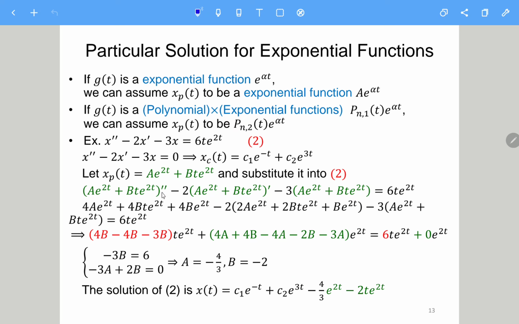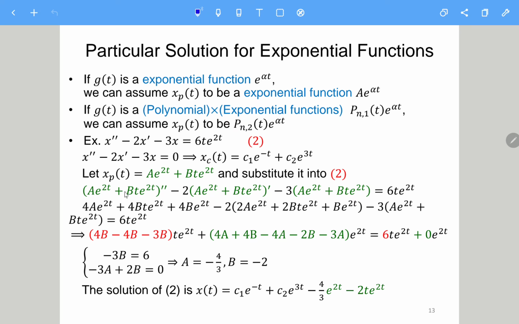Okay, so here we have this one double prime minus 2 times this term prime minus 3 times this term equals this term. For the second derivative, it should be 4a exponential 2t. And then for this one, it is a bit more complicated. We have double prime of this term, double prime of the second term. So it turns out to be 4bt exponential to 2t.